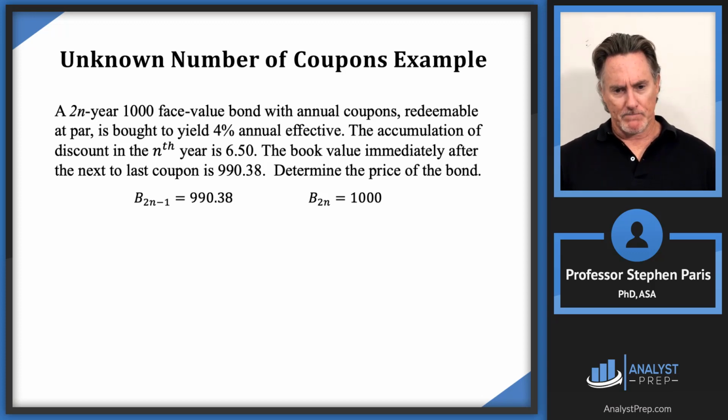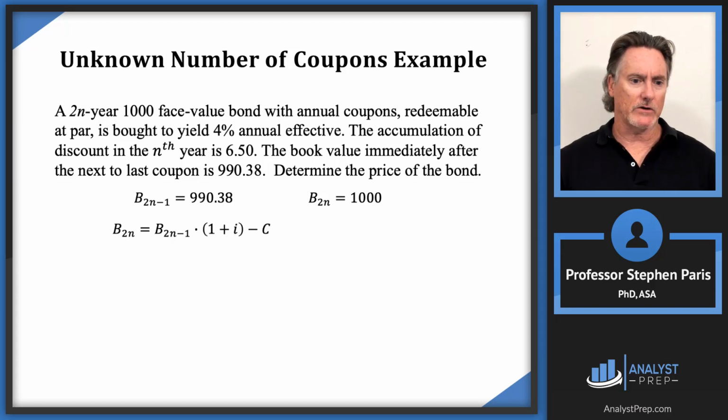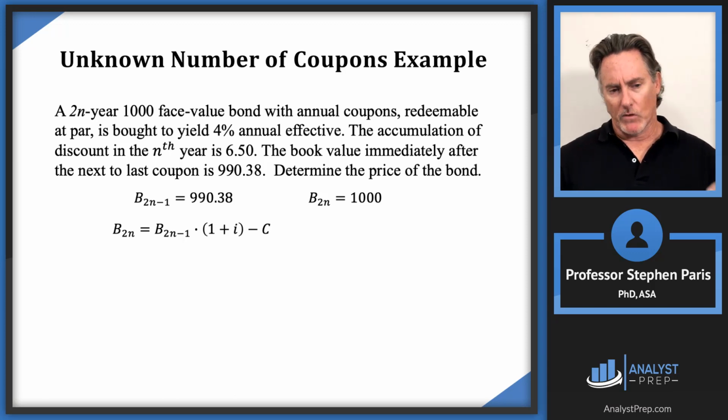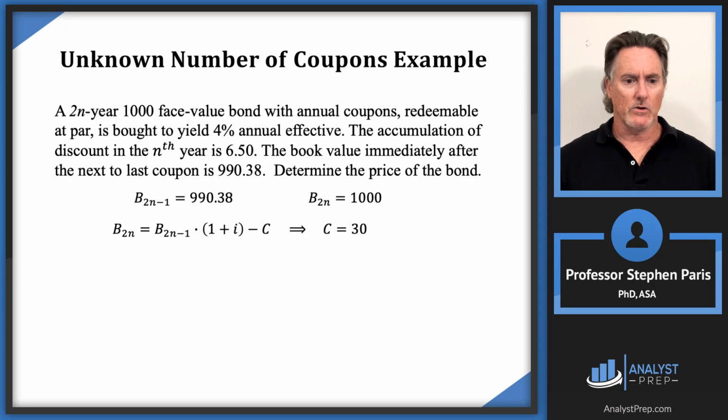Remember, the relationship between neighboring book values is: I could take the book value at time 2n and think of that as the book value at the time before that, at time 2n minus 1, accumulate it by multiplying by 1 plus i, and then subtract off the entire coupon amount, the entire payment amount, which in this case is a capital C. Plug in your numbers here. i is again 4%. You've got the capital B values, and you'll see that the coupon is going to be a 30 in this case.